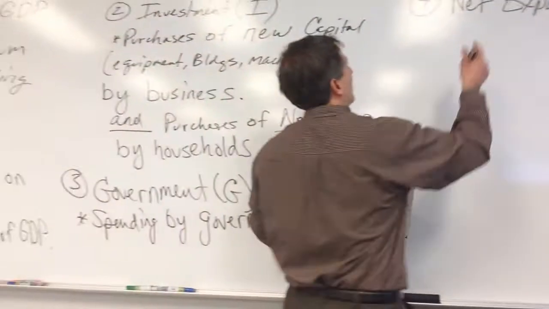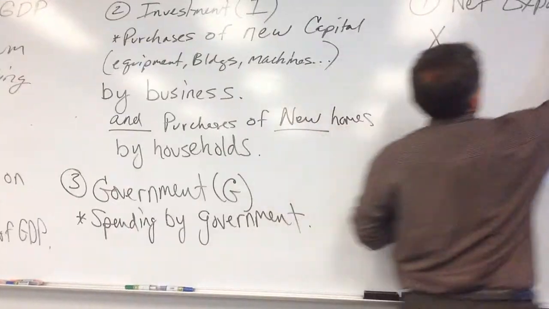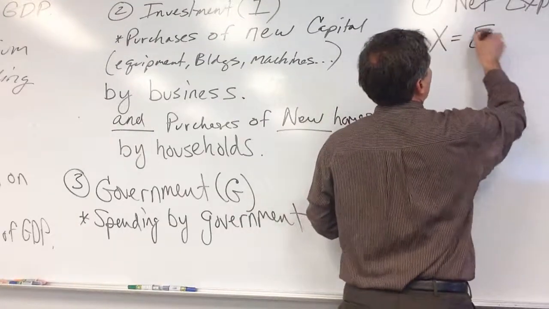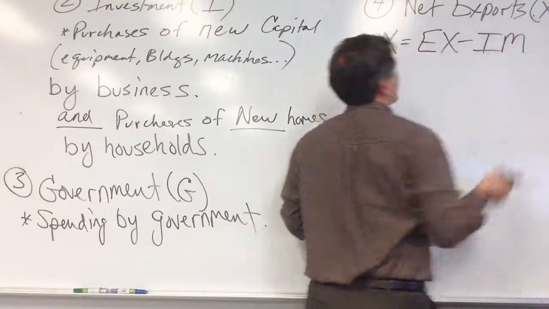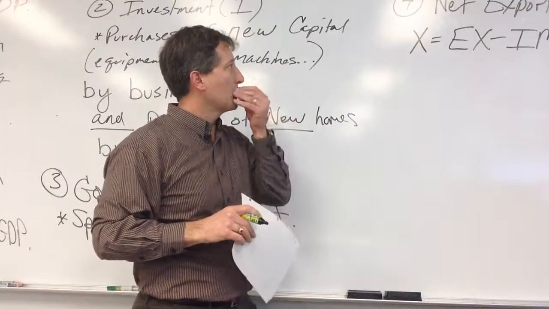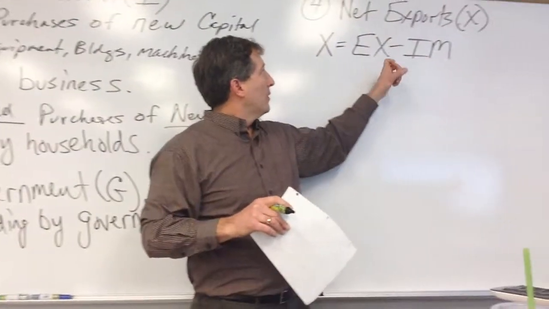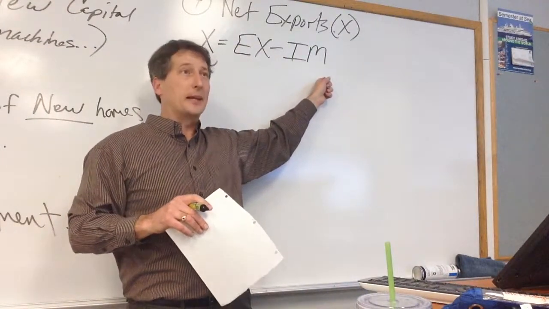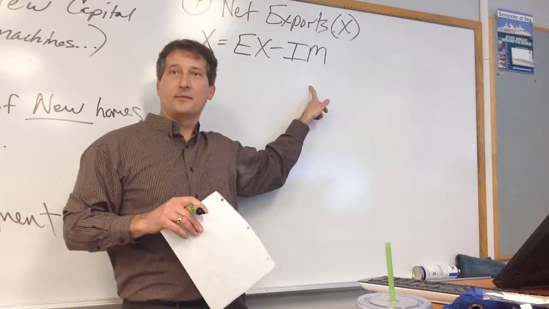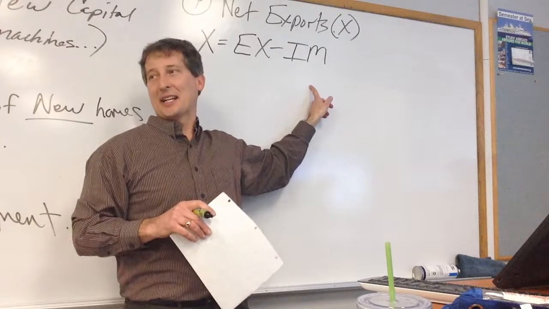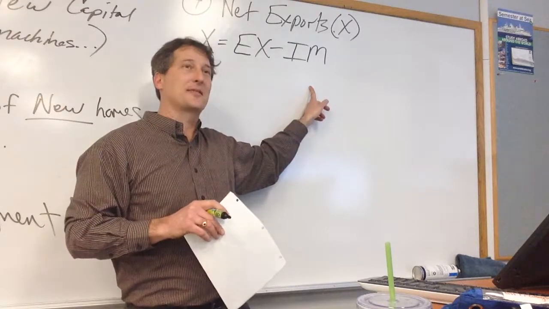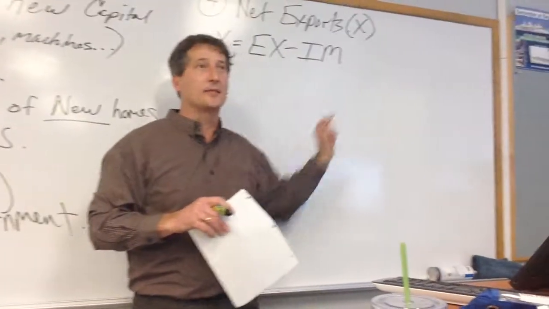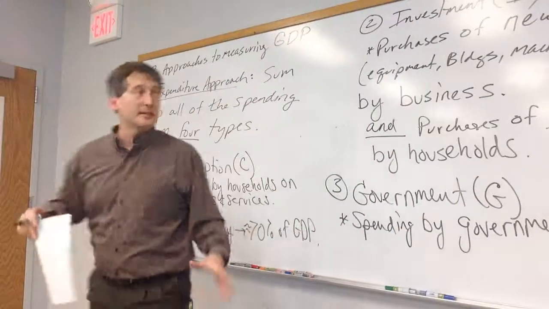Net exports, which I'm going to put a big X for my abbreviation. Net exports X is equal to exports minus imports. What I sold to the rest of the world minus what the rest of the world bought from me. Can this be negative? Yes. Is it negative for the United States? Yes. For the most part, over the last 30, 40 years, this little variable, net exports, has been negative. So that's an important concept when we put all these things together.